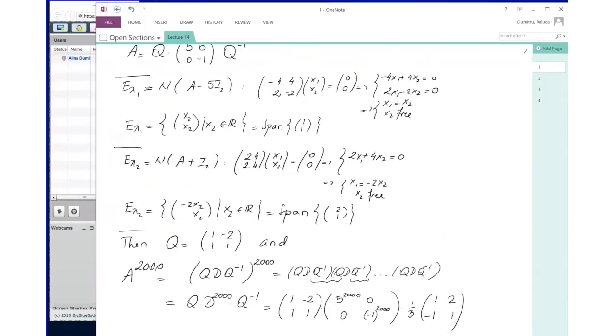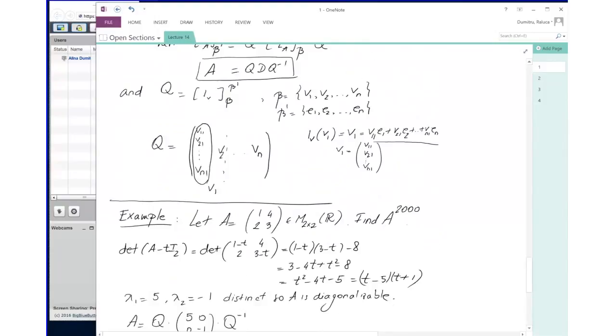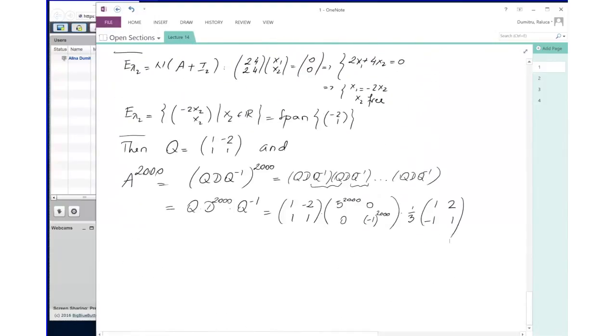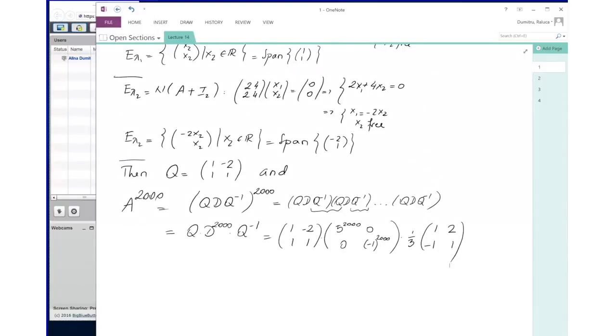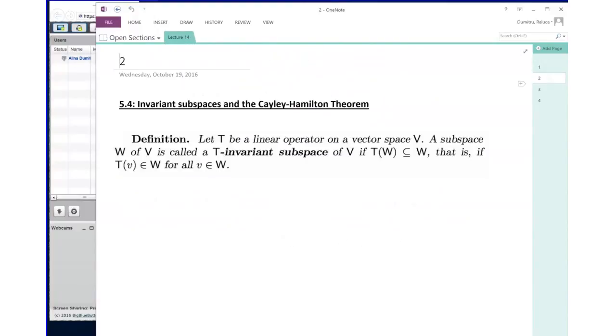Questions? So we're done with diagonalizability. Start this.